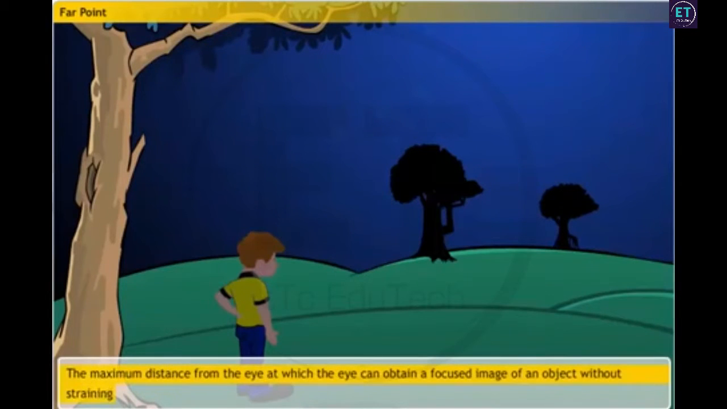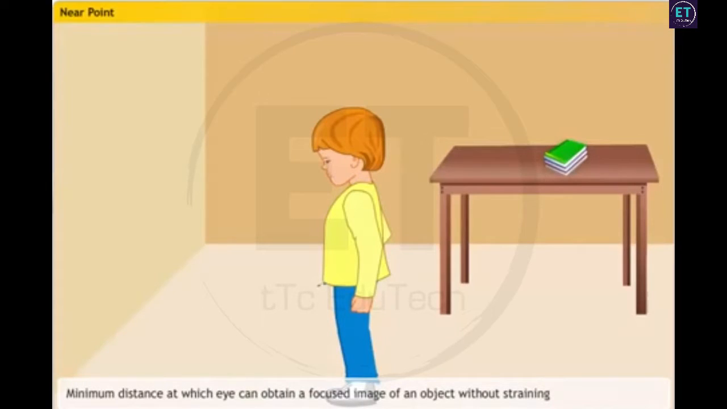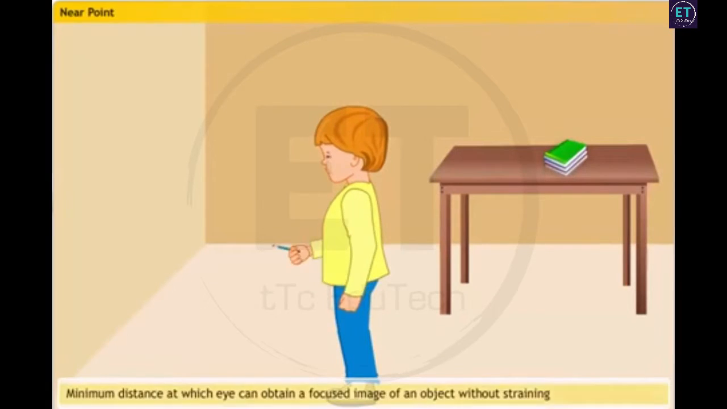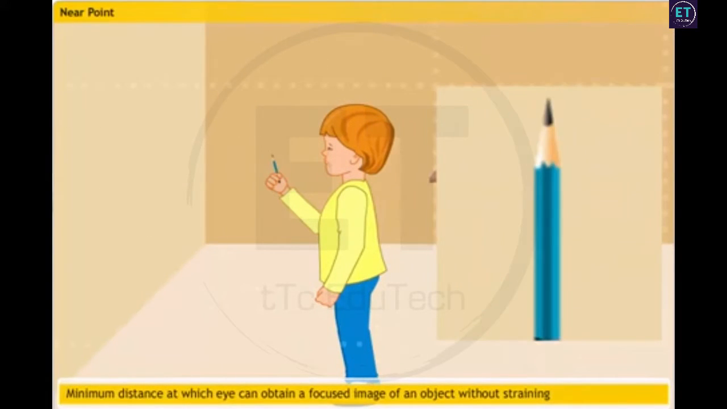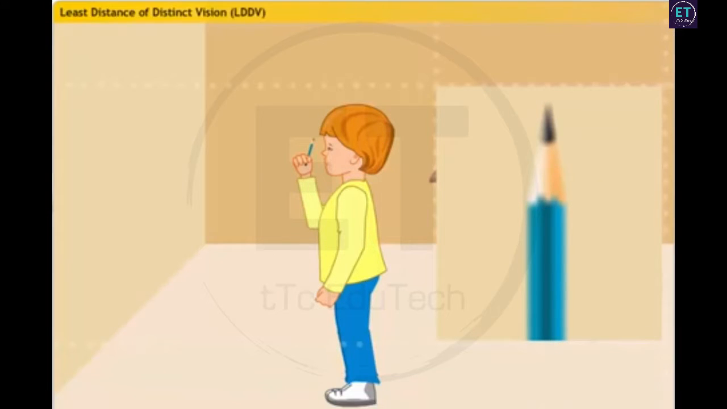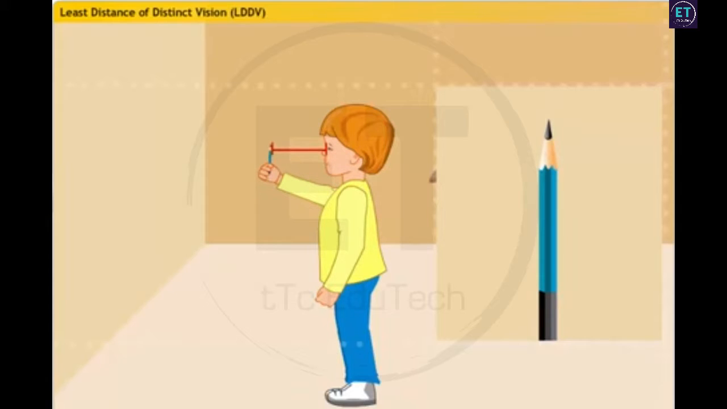Far point is the maximum distance from the eye at which the eye can obtain a focused image of an object without straining. Similarly, near point is the minimum distance at which eye can obtain a focused image of an object without straining. This means that to view an object clearly, a minimum distance of the object from the eye should be ensured.